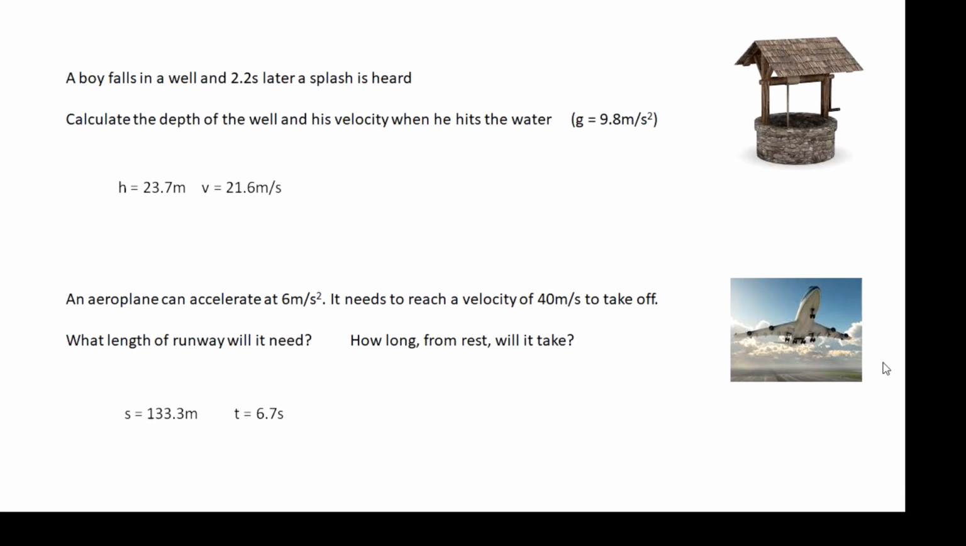Of course, in the first one, we are ignoring air resistance, aren't we? We're assuming that the acceleration is constant.